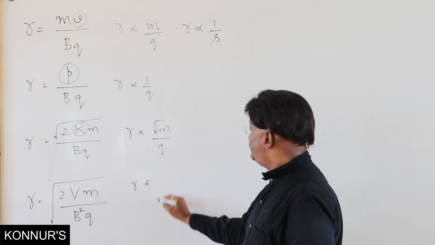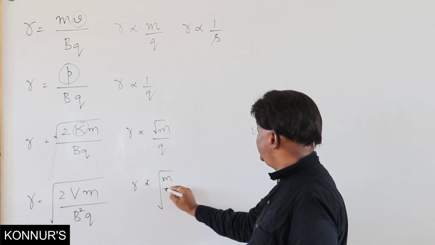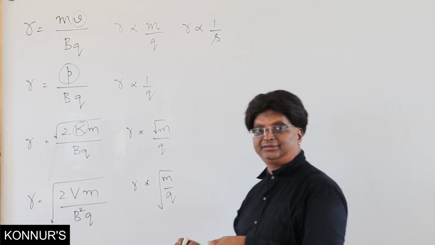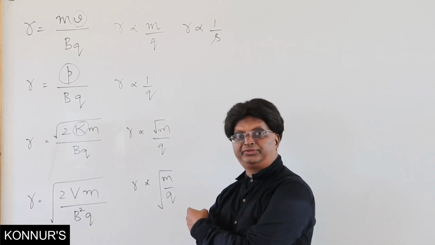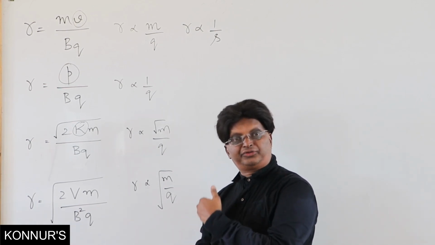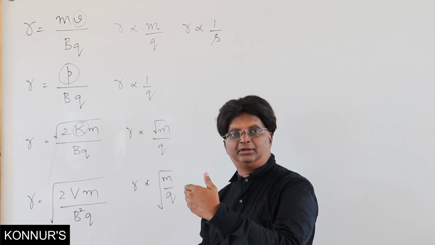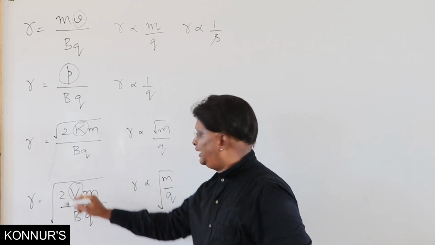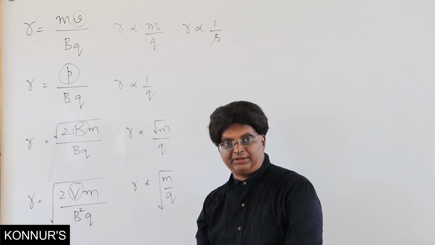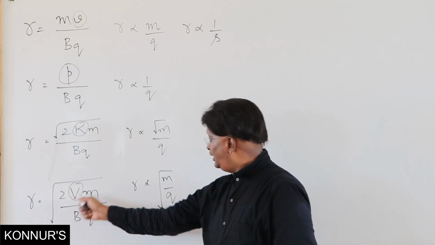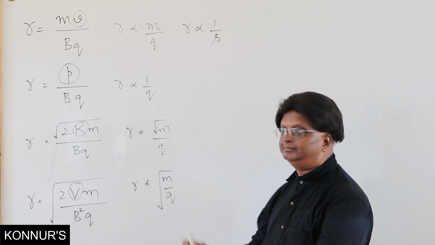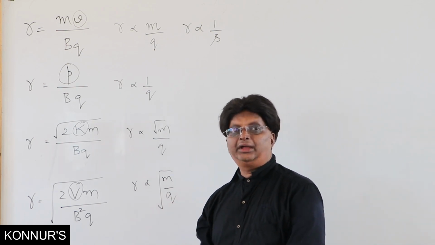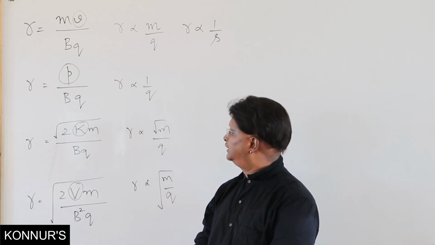Now here R is proportional to under root m by q. Another result. When do we use this result? Suppose two or three different particles are presented in the same electric field, accelerated under the same potential difference. See here, what is that? R proportional to under root m by q. Like that, comparison of radius requires this.